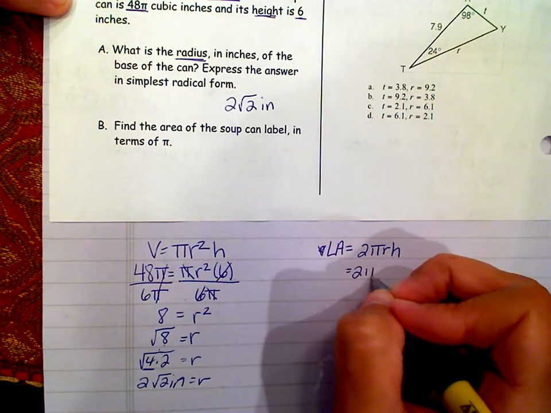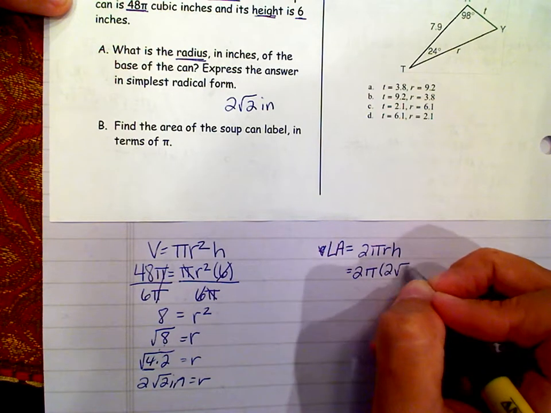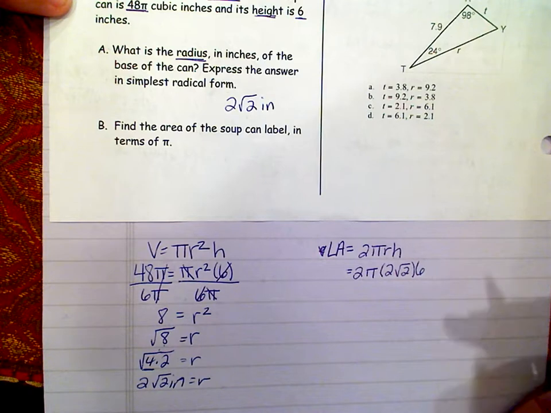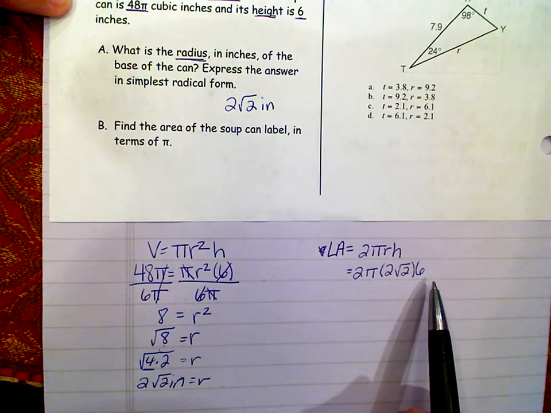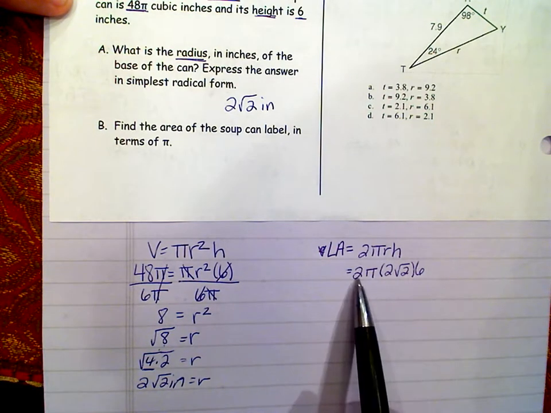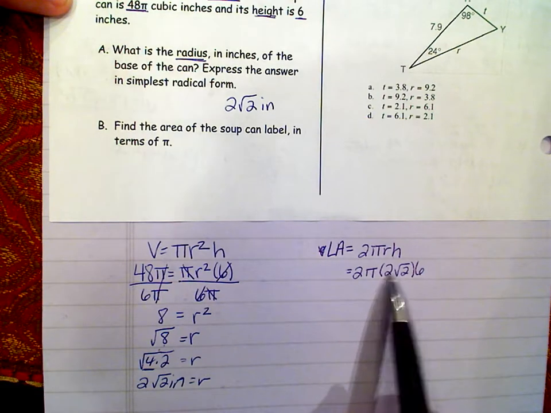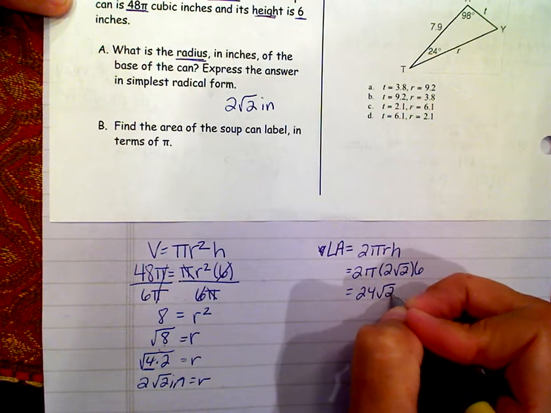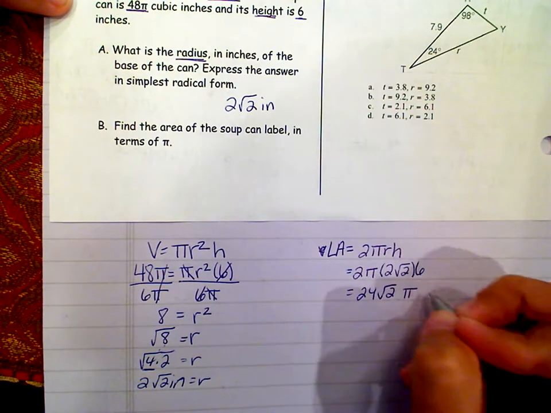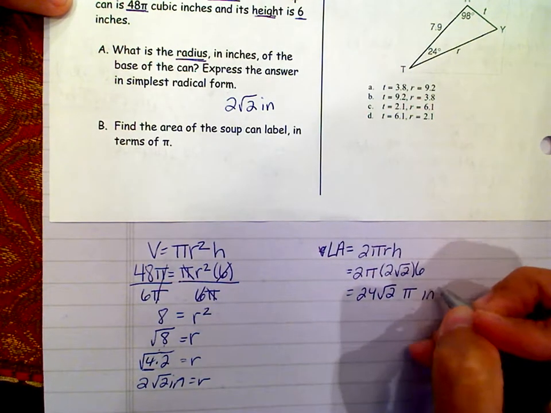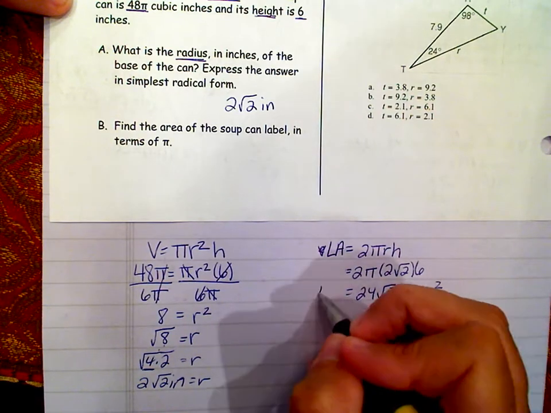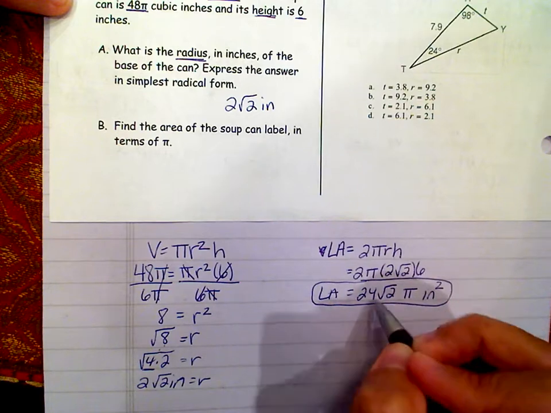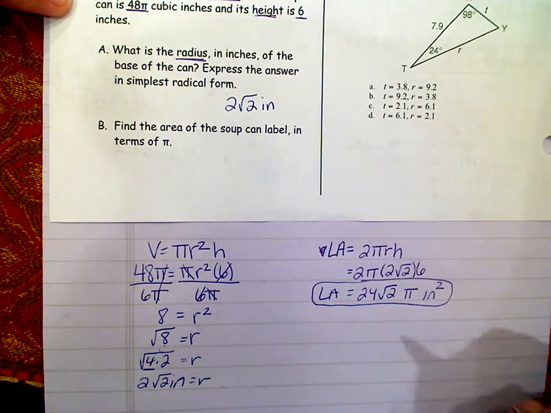And so now that we know our radius, we can plug that in, and we knew our height from the original problem, which was 6. Now, to solve this, we're going to multiply 2 times 2, which is 4, times 6, which is 24. So we get 24 square roots of 2 pi, and then our area is square inches. So our lateral area, the area of the soup can, is 24 square roots of 2 pi square inches.